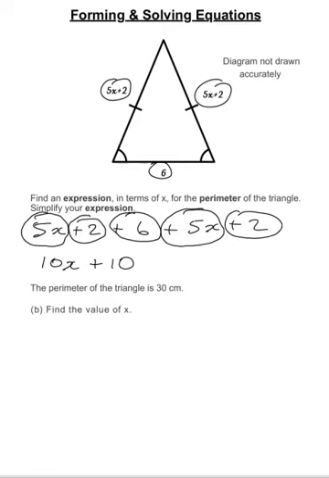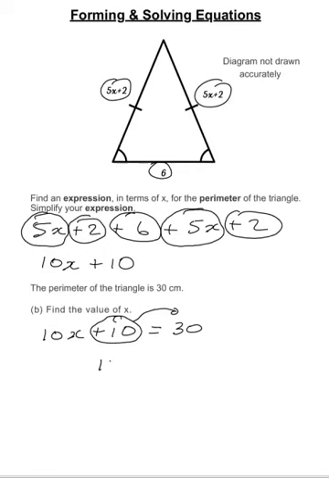So the next part says the perimeter of the triangle is 30 centimeters. Find the value of x. We've already got the expression for the perimeter, so we put it down here, 10x plus 10, and we equal it to 30. Now we have to solve it, so we have to find what x is. The first thing we do, we want to get rid of this plus 10, and we move it across to the other side of the equation. This plus will change to a minus as it moves across.